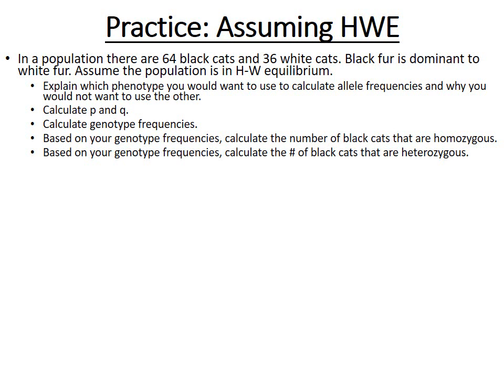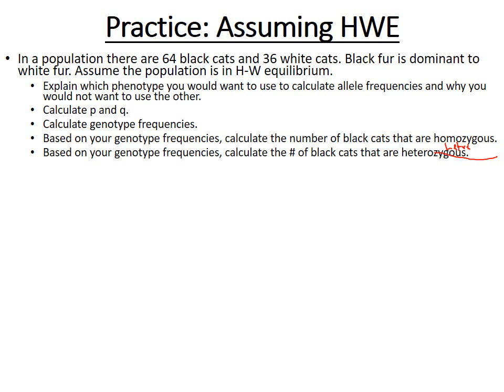So we have a population. There's 64 black cats and 36 white cats. Black fur is dominant to white fur. Assume the population is in Hardy-Weinberg equilibrium. Explain which phenotype you would want to use to calculate allele frequencies and why you would not want to use the other. Calculate P and Q, calculate genotype frequencies. Based on your genotype frequencies, calculate the number of black cats that are homozygous, calculate the number of black cats that are, I should have said heterozygous over here. So let's change that to heterozygous. And I'll go back and change this before I upload the video.